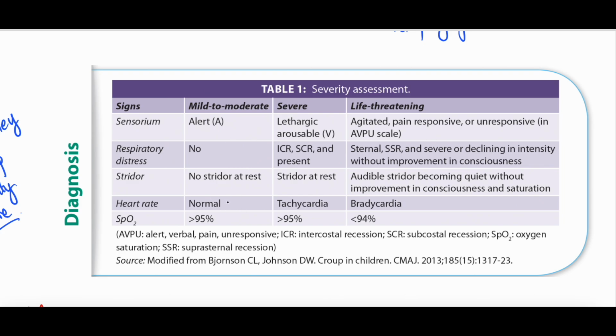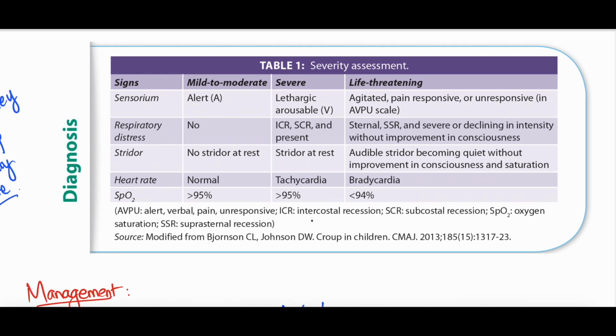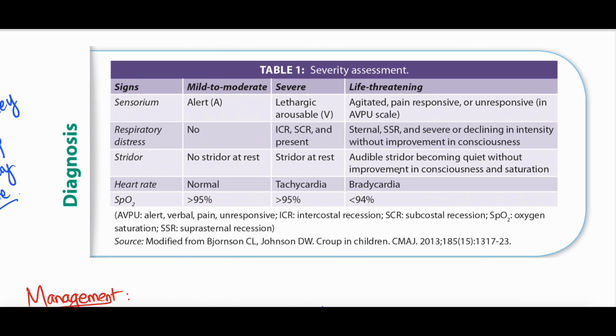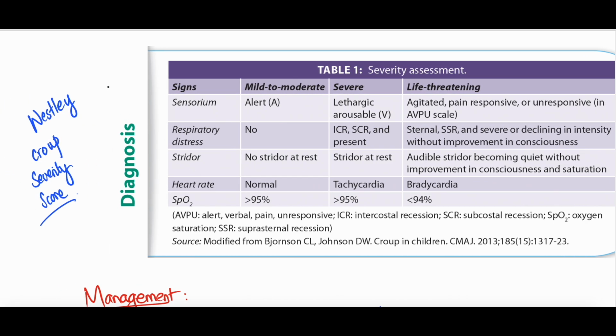If the heart rate is normal, it's mild to moderate. If the child is tachycardic, it's a severe sign. But if the child is having bradycardia, it's a very life-threatening sign. Whereas for SpO2, it's more than 95% in mild to moderate and severe. However, in life-threatening, the saturation goes down below 94%. Then we say that the child is having life-threatening signs. So we can also do it through the Westley Croup severity score.